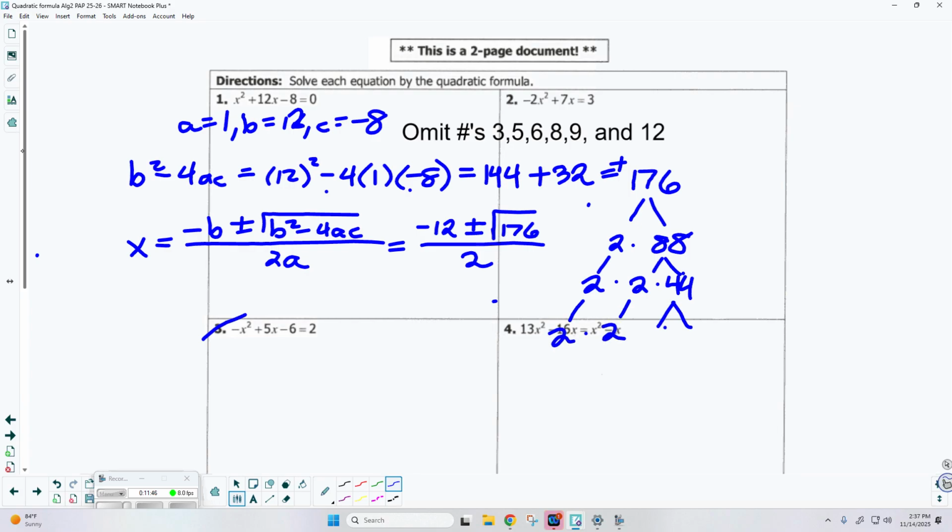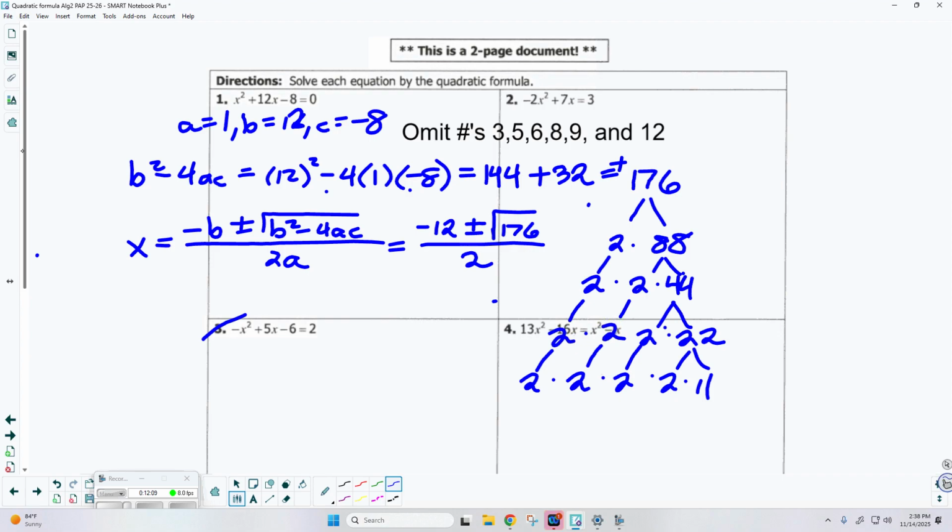I'm going to bring down this 2, bring down that 2. How would you like me to break apart the 44? 2 times what? 22. Okay. We got to add one more level, so I'm going to bring down all these 2's here. How am I breaking apart 22? 2 times 11. Okay.